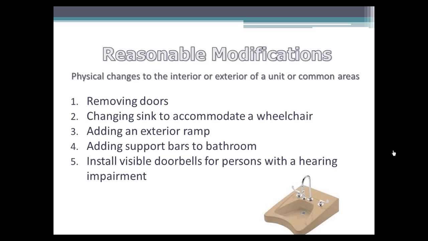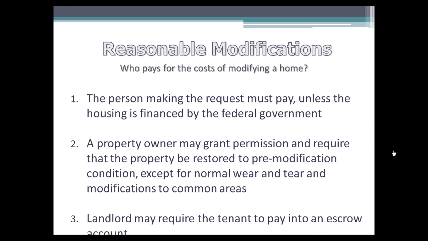Now let's talk about who pays for modifications. In the case of reasonable modifications, the tenant or person making the request must pay for a structural change unless it is federally subsidized housing, or the person can find an agency that will pay for the ramp or other large expense. A property owner may impose requirements for the work, for example, that it be performed by someone with experience, and that the ramp or other structural modification be removed when the tenant leaves.